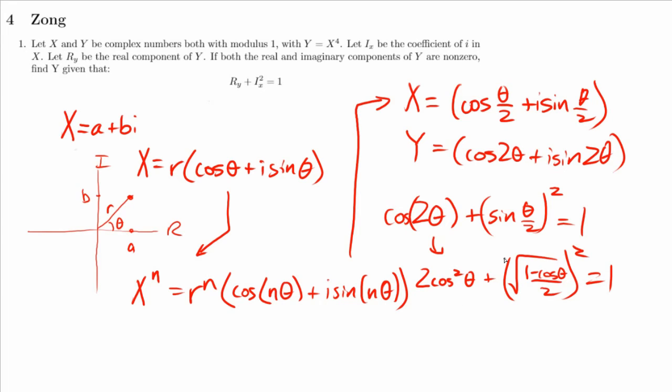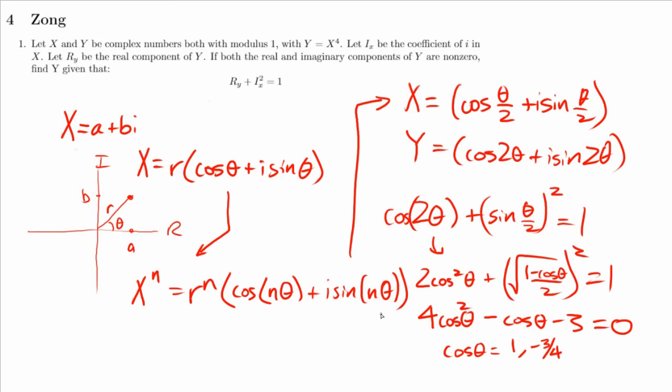Alright, you guys can simplify this on your own, but I think after simplification you essentially get 4 cosine squared theta minus cosine theta minus 3 equals 0. And of course, this is just a quadratic equation. You can just substitute a variable in for cosine theta and you get a quadratic equation. And the two answers you get for cosine theta are that cosine theta is equal to 1 or negative 3/4.